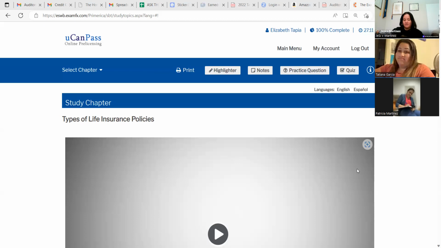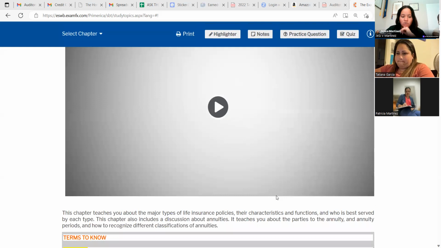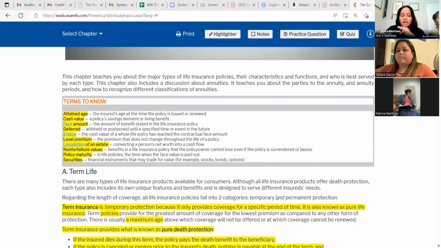Okay, so let's try it and see if we can change the wording a bit on it. Chapter 2 is basically all types of life insurance policies, and they're going to tell you the same thing a few different times, but if you understand the same key points, you'll be able to differentiate them when it comes to it. So let's go through the terms to know. There are a few of them in here.